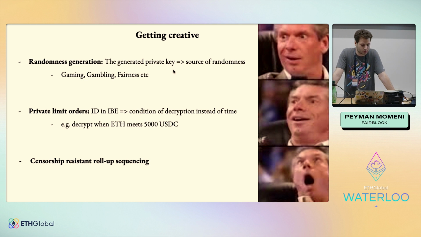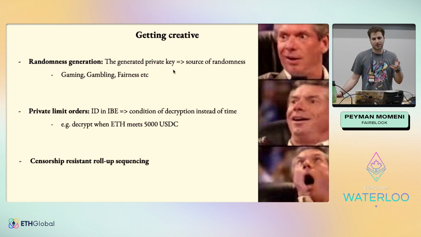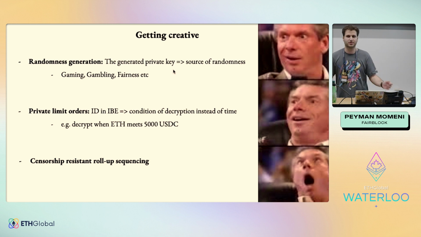But using the same infrastructure, exactly the same idea of encrypting messages and decrypting them after the time deadline, or after meeting a couple of conditions, we can get really creative and make other applications. The first idea is randomness generation, like an oracle service. The idea is that the single private key that we are generating with IBE can effectively be the source of randomness, right?